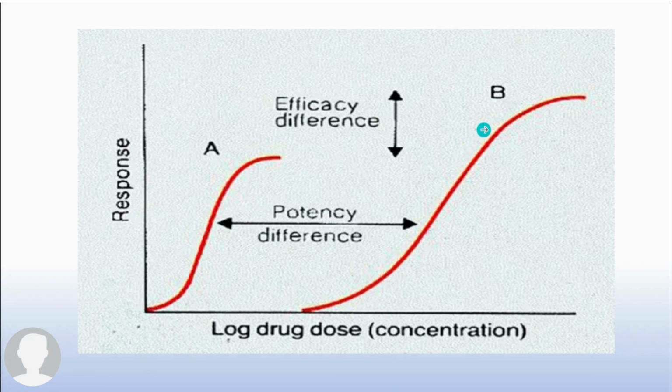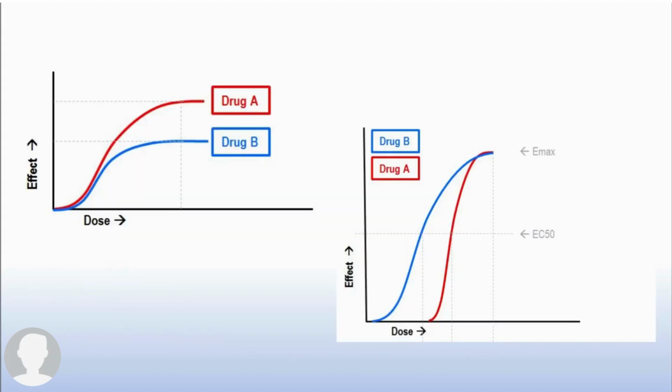Here you can say drug A is more potent because its position is toward the left. Drug B is less potent, but the maximum height of drug B is greater than drug A. So drug B has a higher efficacy, drug A has lower efficacy, but drug A will have higher potency and vice versa.